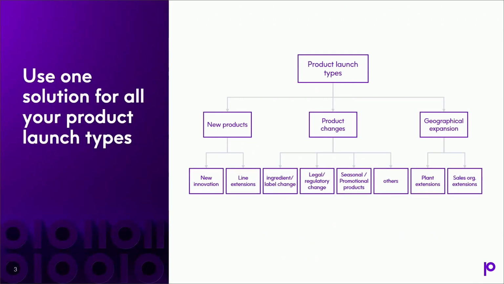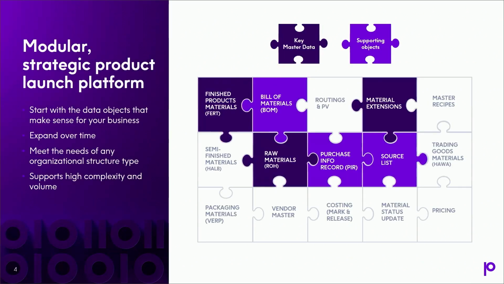Our NPI solution can be built to handle any type of launch process, from a net new finished good or line extension to a simple ingredient change or plant extension. Our NPI solution is also modular and extensible, handling many SAP data objects to enable your organization to expand its digital footprint at a pace that makes sense for you. It also supports the collection of centralized and decentralized data, complex processes, and high-volume scenarios.